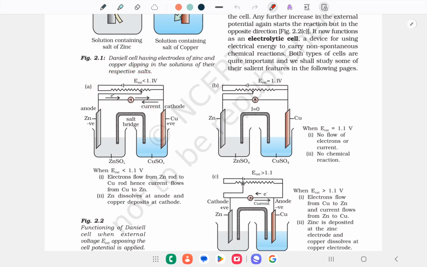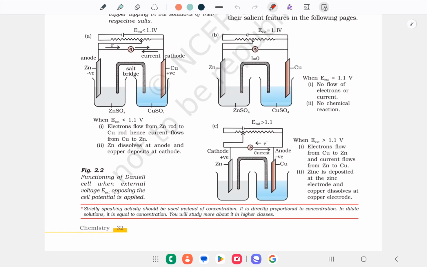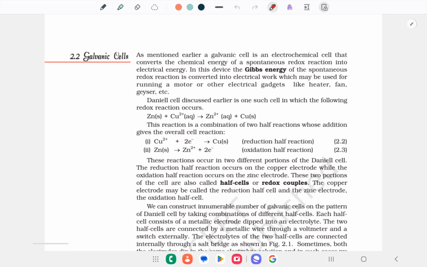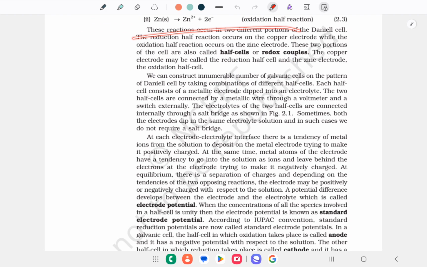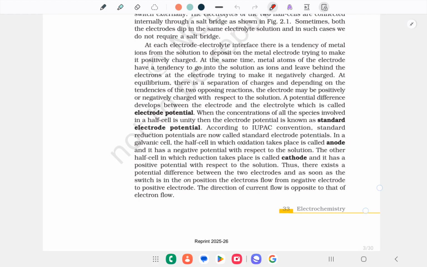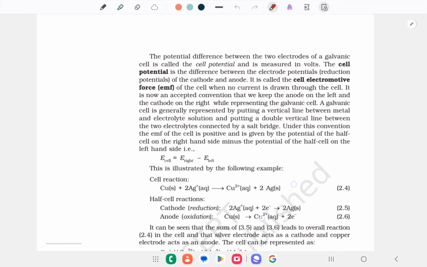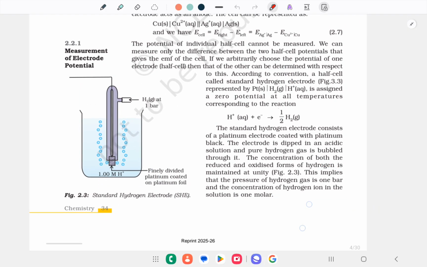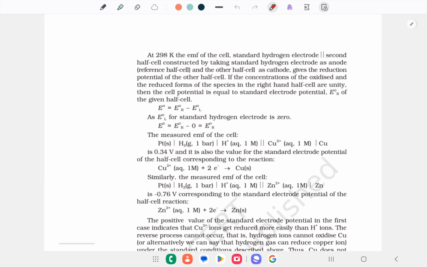So here if the external voltage is equal to the internal voltage, then the reaction will stop, and if it is less, then the reaction will happen the same, but if it's more, then it will become an electrolytic cell. And then they've told us the working of the galvanic cell and the half cells or redox couples, reduction potential, electrode potential, and how we measure electrode potential, that is using the standard hydrogen electrode.